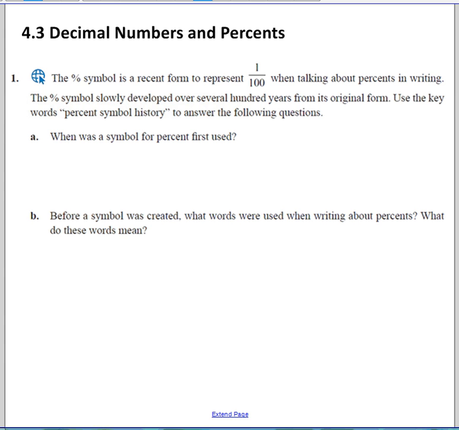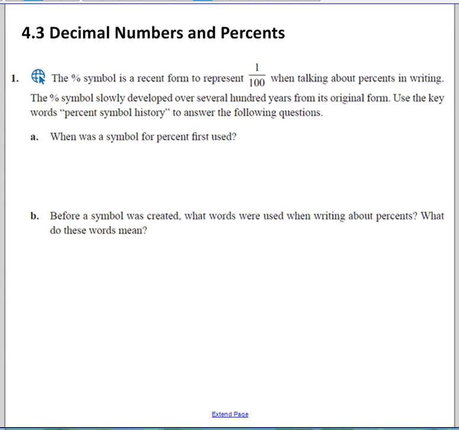This percent symbol is a recent form to represent 1/100th when talking about percents in writing. The percent symbol slowly developed over several hundred years from its original form. Use the keywords percent symbol history to answer the following questions, and I've already done the research for us.